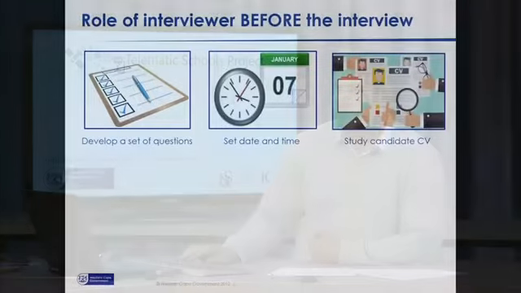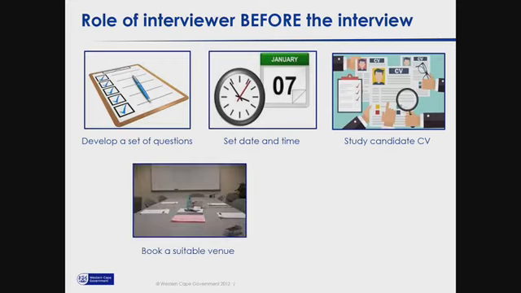Okay, so we look at the next role of the interviewer before the process, which is to book a suitable venue. Now, every interview process is also different, so you need to book a venue that is appropriate for the type of interview that you're going to have.